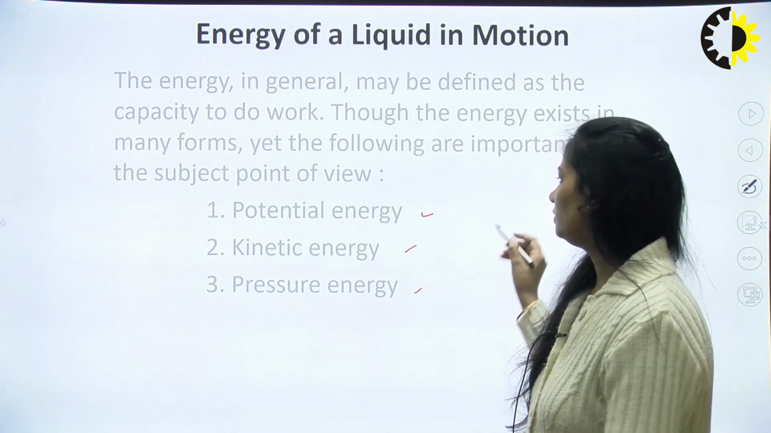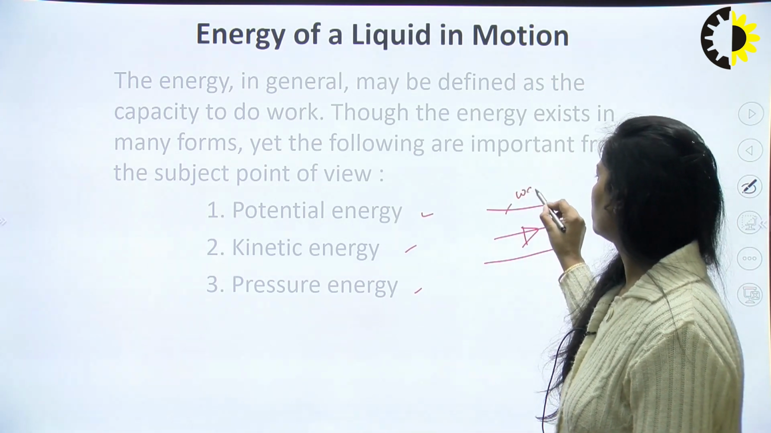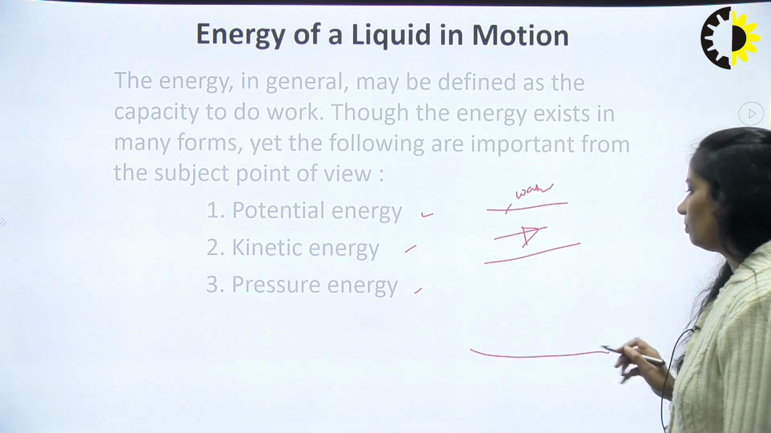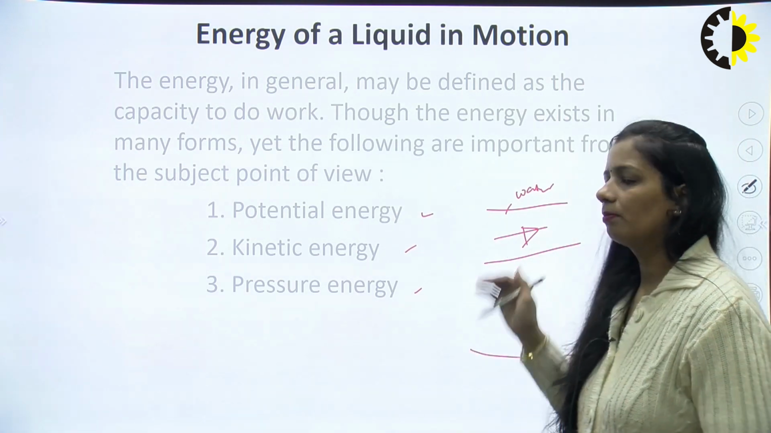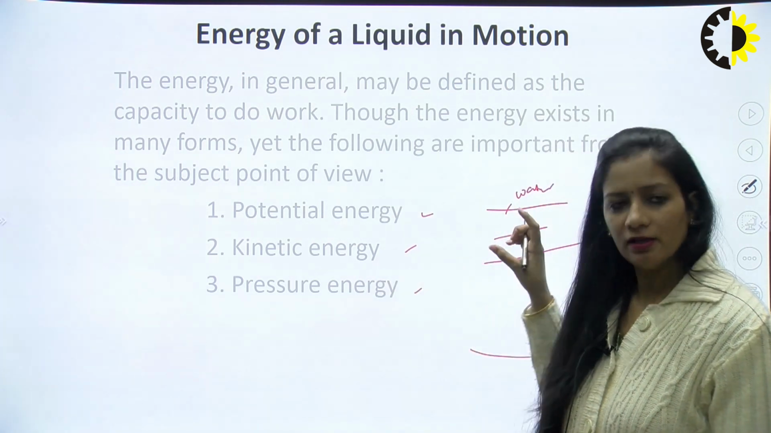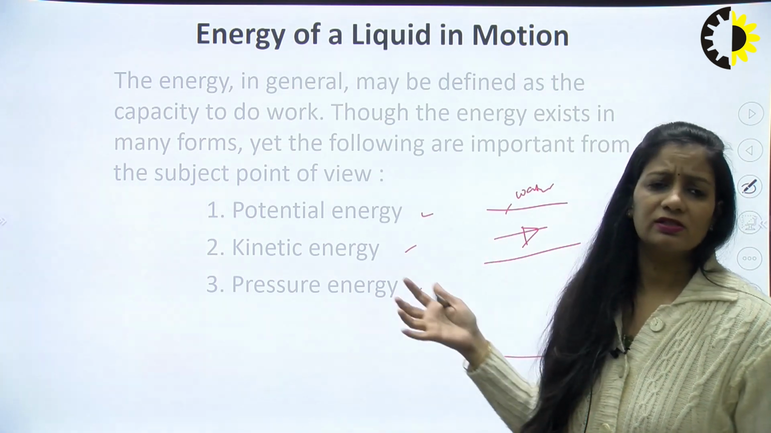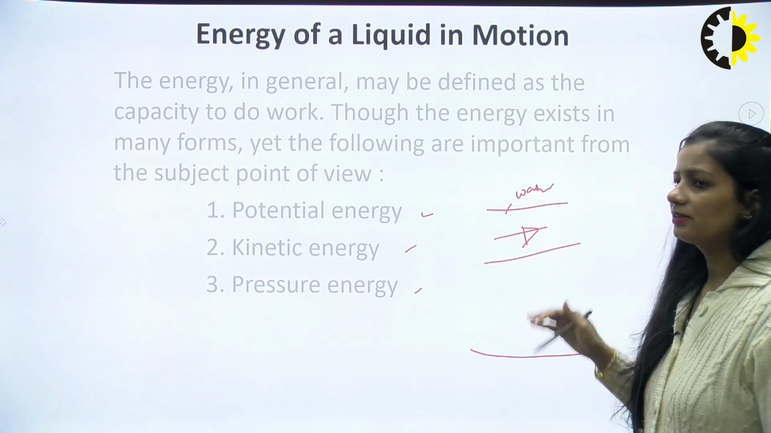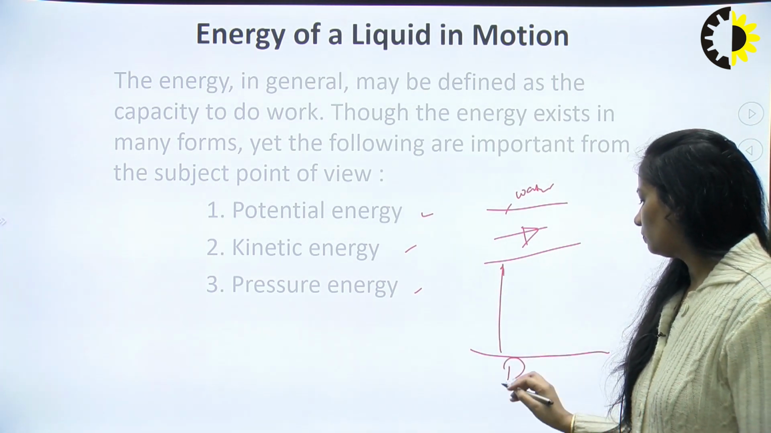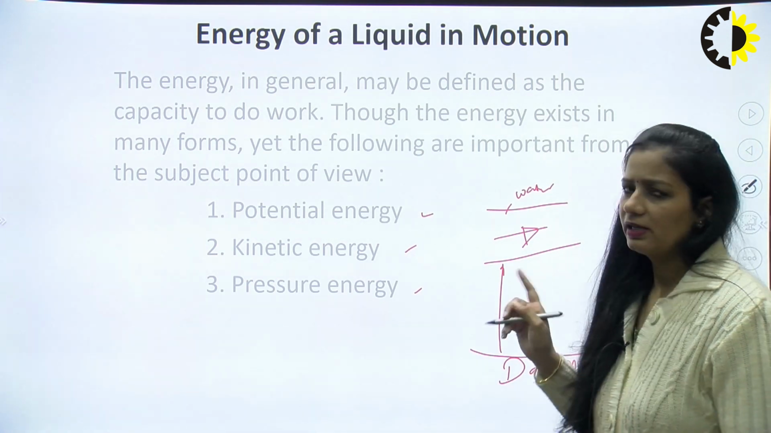Let us suppose this is a pipe and the flowing fluid is water. When we talk about this particular pipe, we are going to discuss three kinds of energy contained inside this pipe. First will be potential energy. Potential energy is the height from any reference level, or you can say datum. The second is kinetic energy.